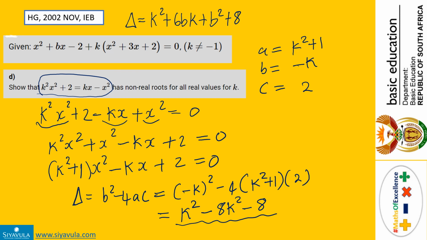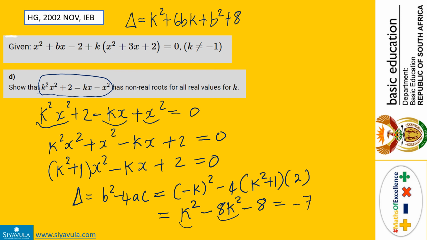So we have to show that the equation will have non-real roots, that is undefined roots, right? We have just calculated our delta, but it's not really yet complete. Let me just complete it. Then it's k squared minus 8k squared, right? It's going to give us minus 7k squared minus 8.